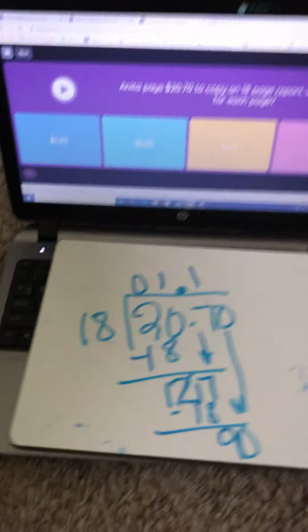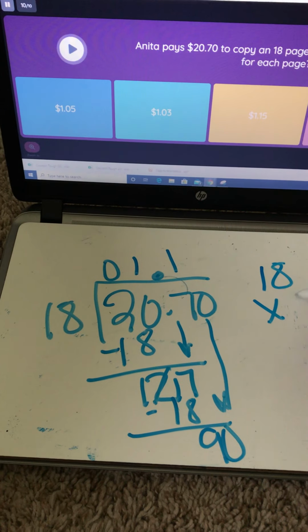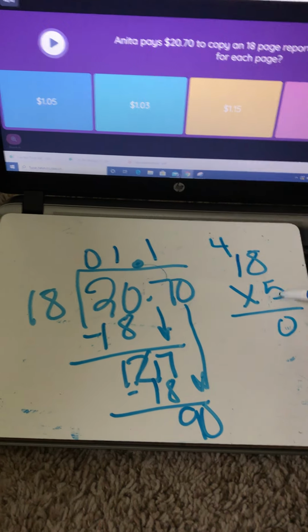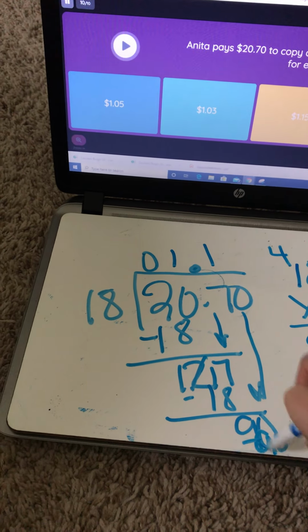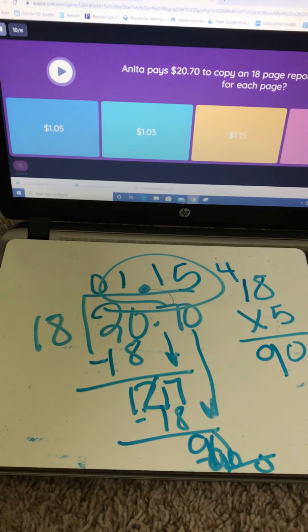Erase this so I have some space. Let's try 18 times 5, I think is a good estimate. 8 times 5 is 40. 5 times 1 is 5, plus 4 is 9, and it's exactly 90. So I have 0 as my remainder, and my quotient is $1.15.